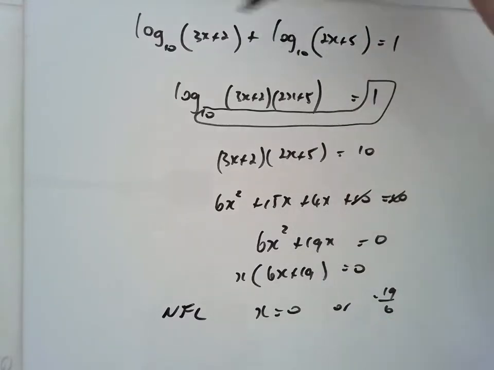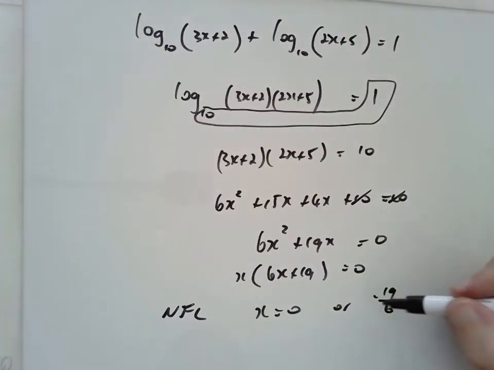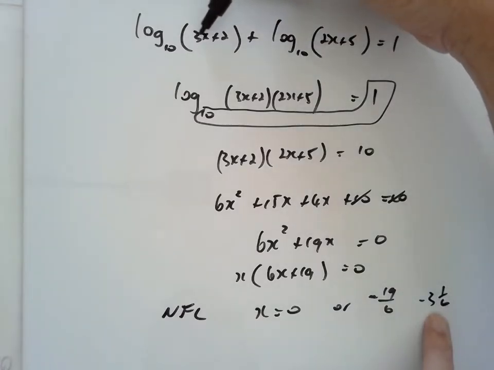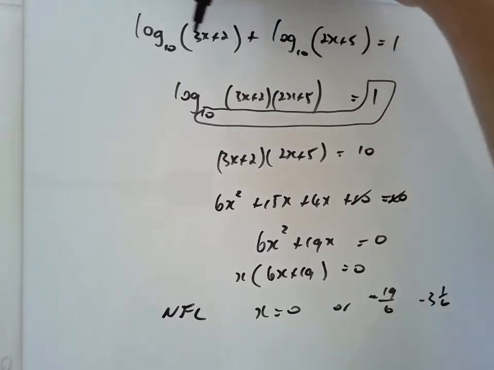Clearly 0 will work because we're just going to get log to base 10 of 2 and 5, which is doable. This negative could be a bit problematic. Negative 19 on 6 is negative 3 and a 6, so it's a bit more than negative 3. So 3 times negative 3 is negative 9, negative 9 plus 2 is negative 7. That's undefined, you can't do the log of a negative number.